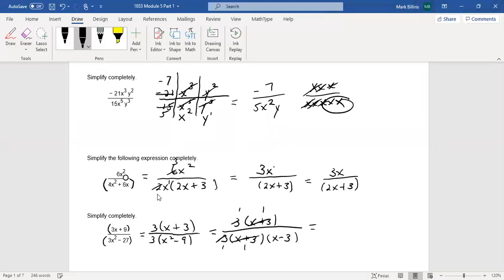Now in my final answer, I multiply straight across. So 1 times 1 is 1 in my numerator, and in my denominator, 1 times x minus 3 is x minus 3.